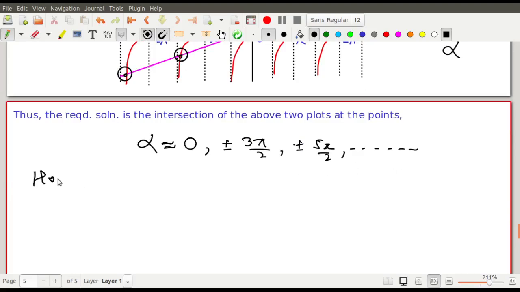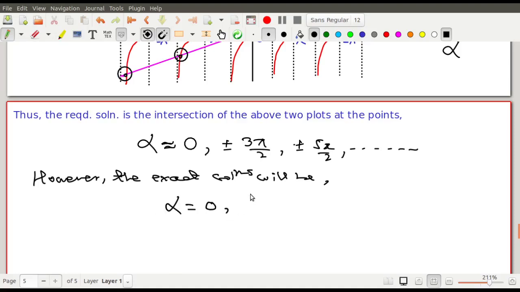However, the exact solution is something like this. However, the exact solutions will be these ones. Alpha equals to 0. This plus minus 3 by 2 is actually 1.43 pi. So I got 1.5, but it is 1.43 actually.